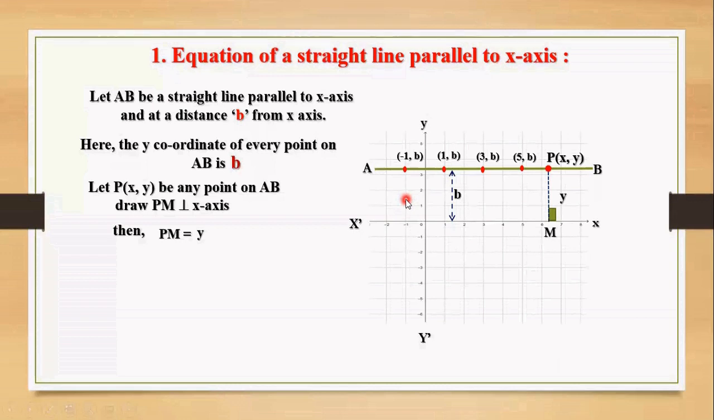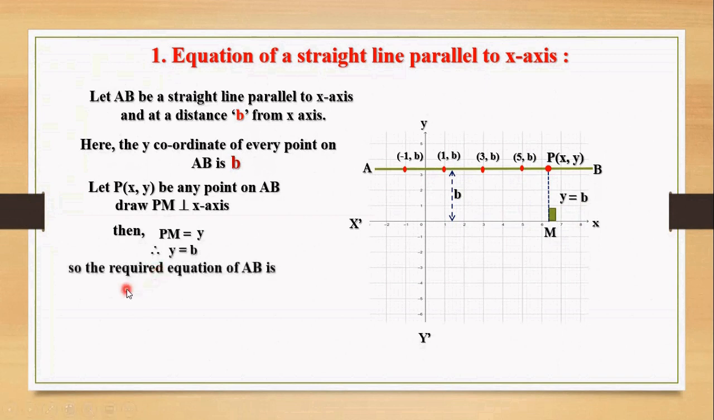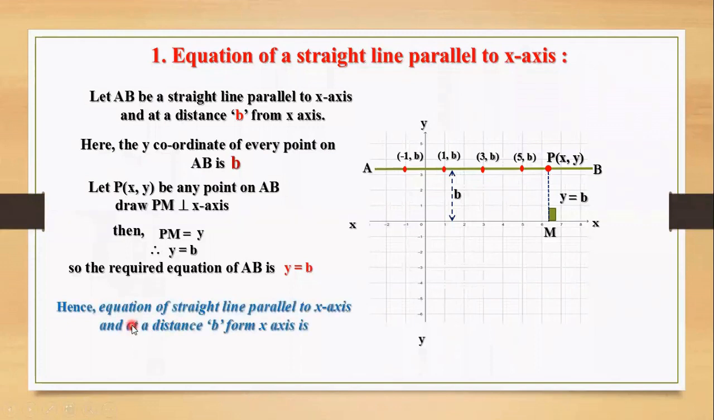And we know the property of parallel lines, that the distance between two parallel lines is equal everywhere. So this distance b must be equal to this distance y. So y equals b. Therefore, y equals b is the required equation of line AB. Hence, we write the conclusion that the equation of a straight line parallel to x-axis and at a distance b from x-axis is y equals b.